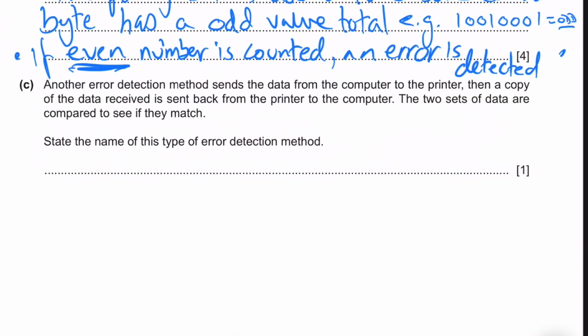Okay, for 1 mark. Another error detection method sends the data from the computer to the printer. Then a copy of the data received is sent back from the printer to the computer. The 2 sets of data are compared to see if they match. State the name of this type of error detection method. Basically, when it bounces information back to see if it matches, this is called echo. Bouncing back, an echo check.